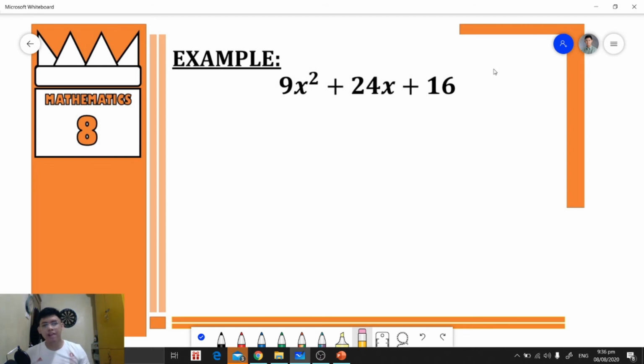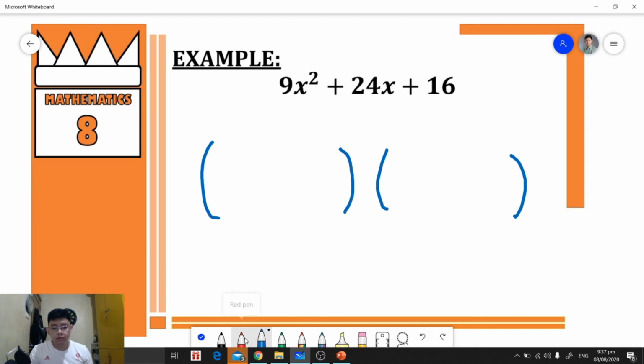Okay, let's have our last example for today. We have 9x squared plus 24x plus 16. The first thing that we need to do is to prepare our groups. The first step is for us to get the square root of the first term. What is the square root of 9x squared? The square root of 9x squared is 3x. We will copy 3x to both groups. That will serve as the first term of each grouping symbol. Next, we're going to get the square root of the last term. It will be equal to 4.